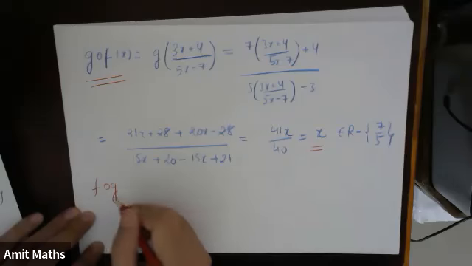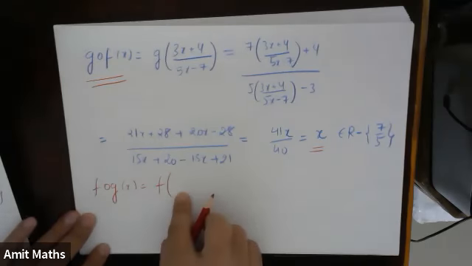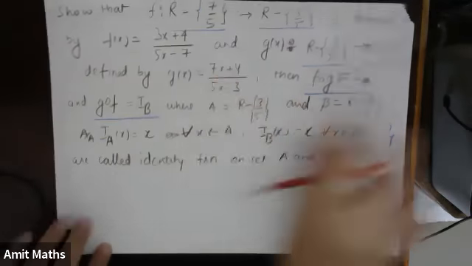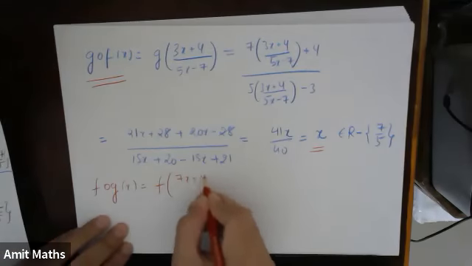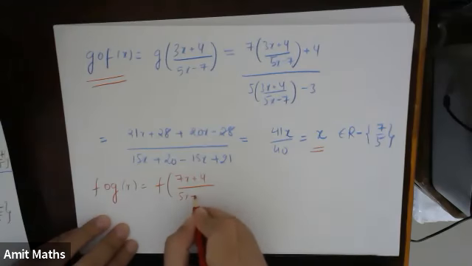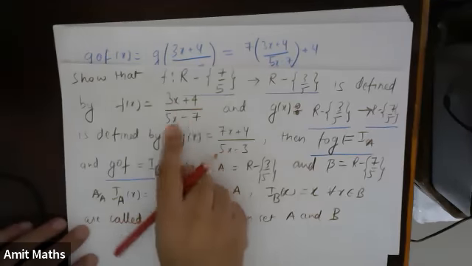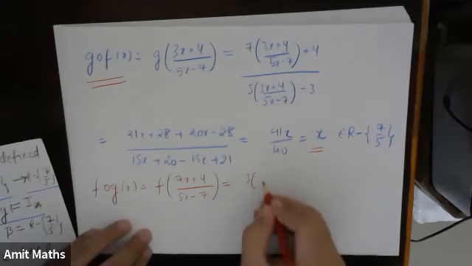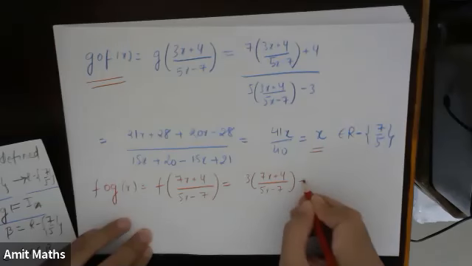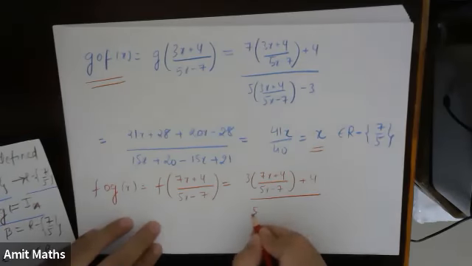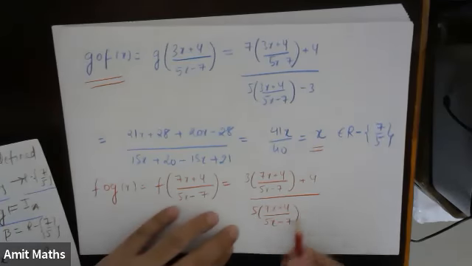We will find FOG of x. FOG of x will be function f if I substitute g in it. The g function was 7x plus 4 upon 5x minus 7, so I simply substitute 7x plus 4 upon 5x minus 7. Function f is 3x plus 4 upon 5x minus 7. So 3 of 7x plus 4 upon 5x minus 7, plus 4, upon 5 of 7x plus 4 upon 5x minus 7, minus 7.